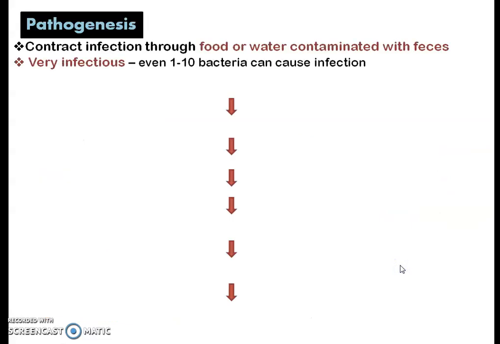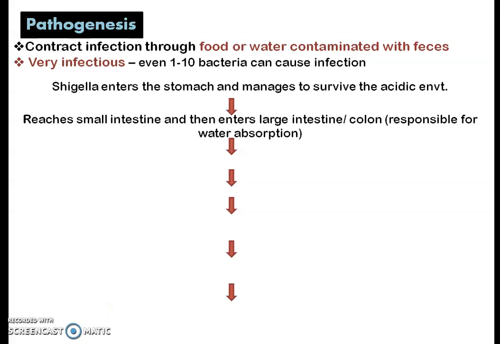And coming to the pathogenesis, we contract infection through food or water which is contaminated with feces, and they are very infectious. That means even 1 to 10 bacteria can cause infection. Shigella enters the stomach and manages to survive the acidic environment, and then it reaches the small intestine and then enters the large intestine or colon, which is responsible for water absorption.